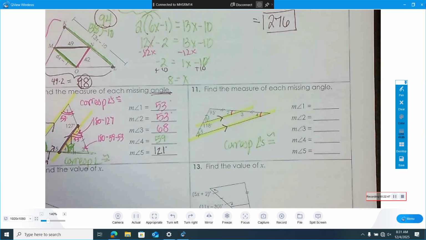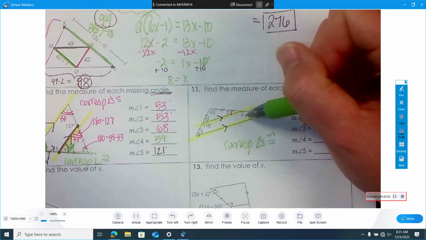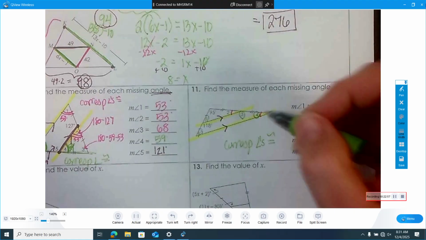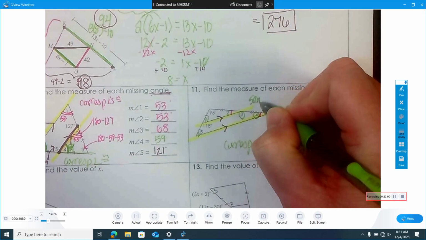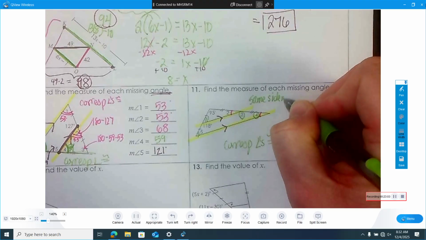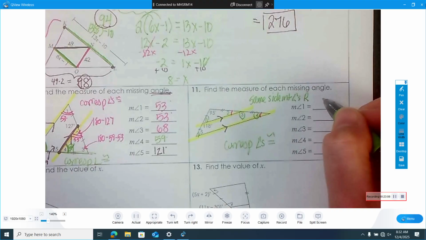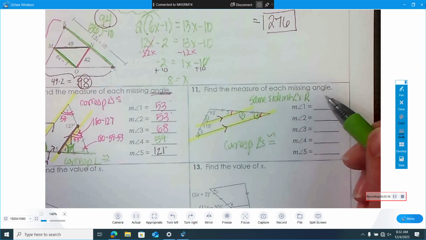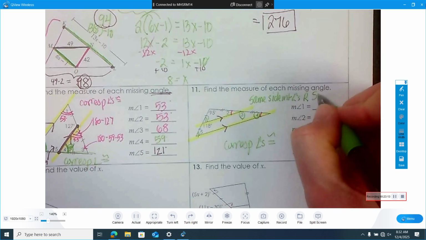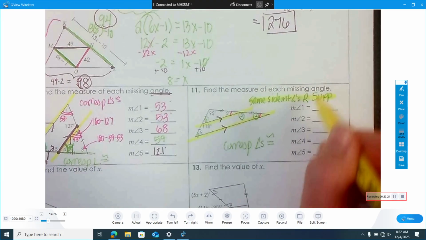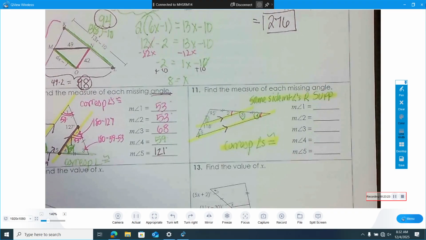Corresponding angles are congruent. Also, what are angles 3 and 4? Same side interior. Same side interior angles are supplementary. All right, same side interior angles are supplementary. So again, these are things that you can use when we're solving these mid-segment problems.